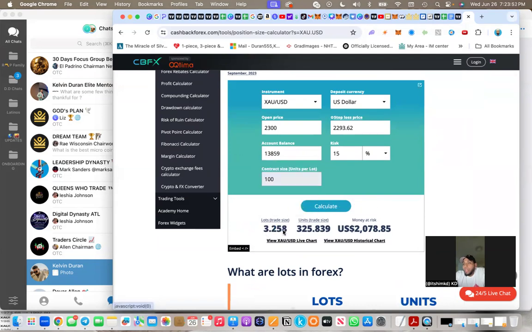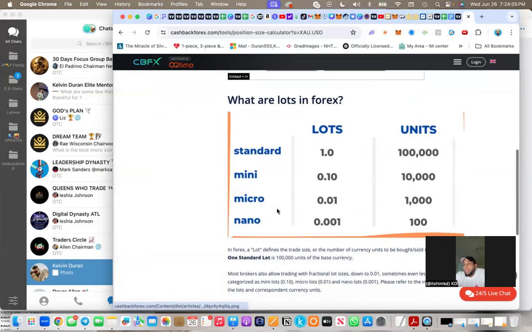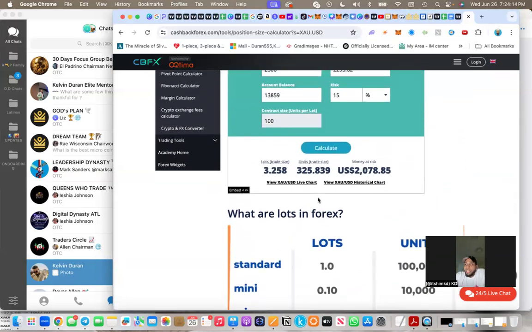Boom. I press calculate, it loads it up. It tells me how much my lot size should be. The lot size that I should have taken on those trades was 3.25. But I took a 0.01 because right here, I took a micro, which is 1,000 units. I took a micro because I'm in a lot of trades.